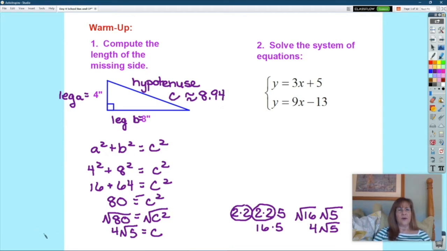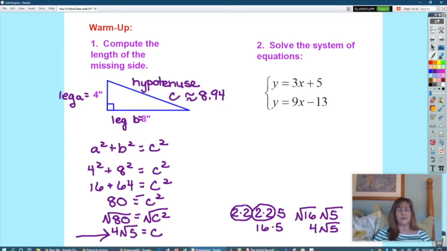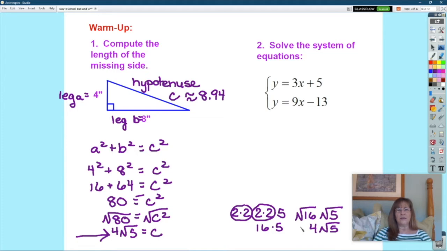Again, this answer right here is the best answer. For those of you that don't understand what I did here, this is also a great answer, and this one right here is an approximation.